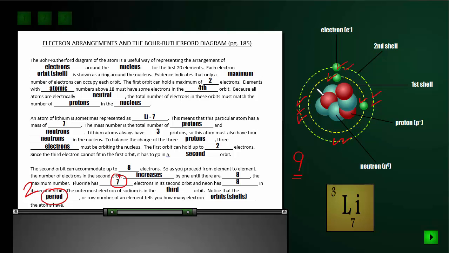Okay, so that basically covers the information on the printout, and now it's going to be time for us to draw some Bohr diagrams. So you can see in the bottom of your worksheet there, you have a space to draw some diagrams. So let's go ahead and do that. So we are going to draw the Bohr diagrams for a number of these. So we're going to draw hydrogen.